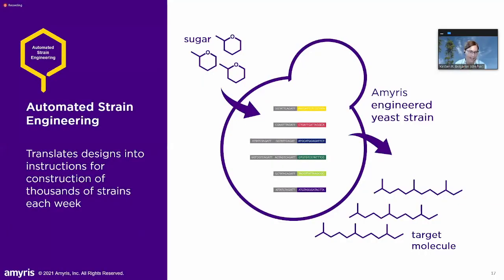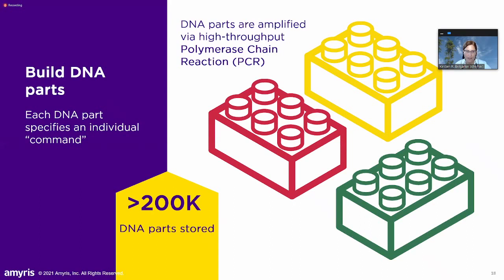Once we have the designs, then our automated strain engineering group can actually instantiate the designs and make thousands of strains each week. First, we build the DNA parts. DNA parts are amplified through polymerase chain reaction, or PCR, or in some cases, we synthesize the individual DNA parts by chemical synthesis. We have over 200,000 DNA parts stored in our freezers, so we can often retrieve those parts from the freezer and use them that way.